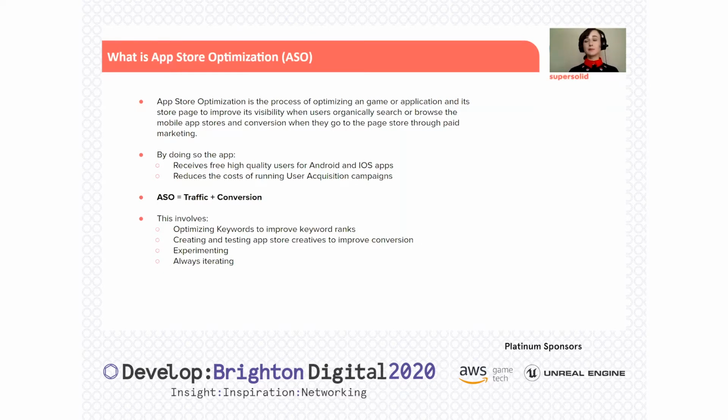campaigns. So this involves optimizing and improving the ranks of your keywords, creating and testing App Store creatives to improve conversion, experimenting, always iterating, and more. And I'll go into this in more detail later.